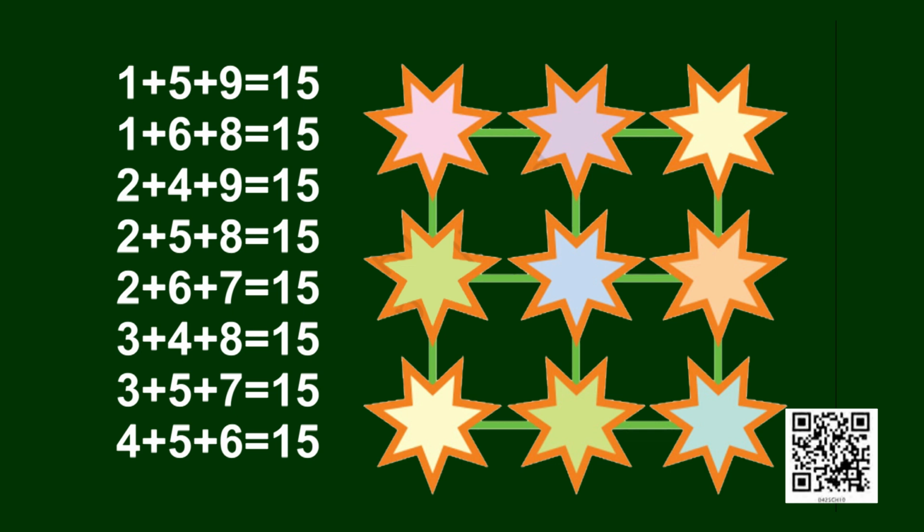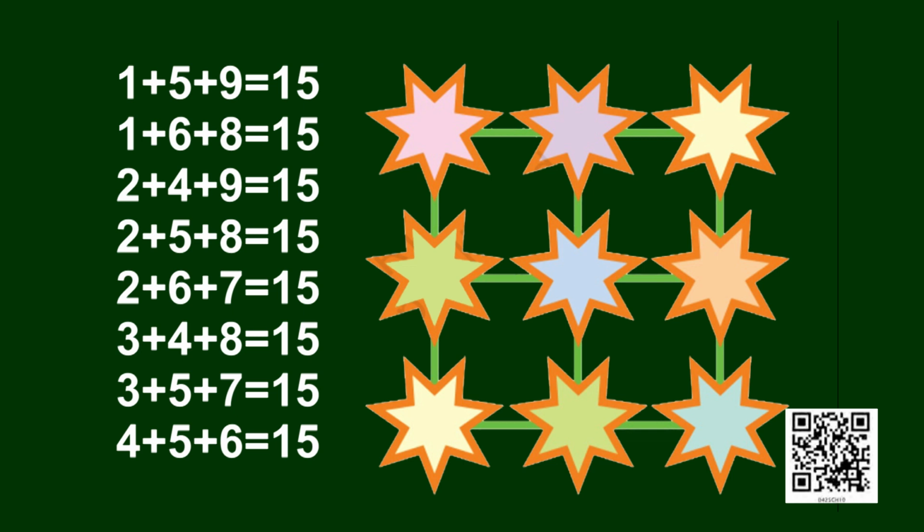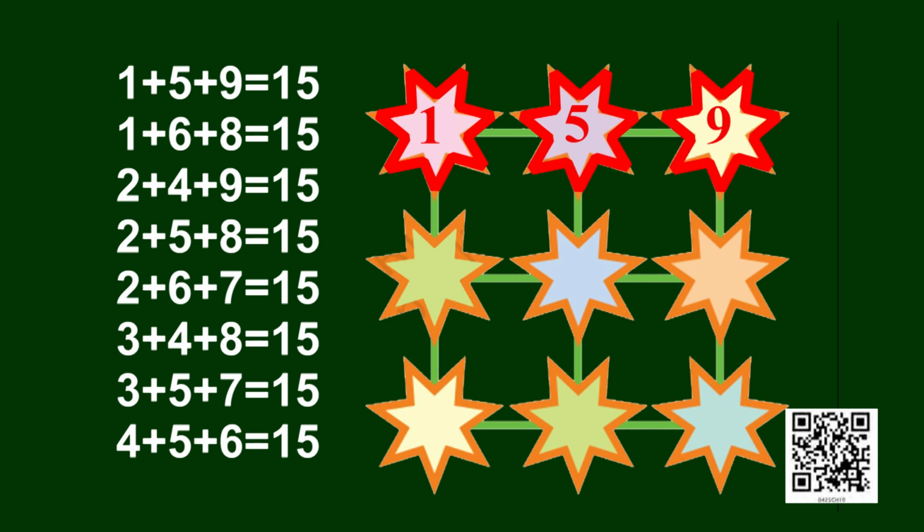Suppose we take 5, we may get 5 plus 1 plus 9 equal to 15, which is already there. So, we need not write it again. From these combinations, we have to choose 3 combinations so that we will complete our magic square. First, let us keep the first combination itself. Let us keep 1 in the first star, 5 in the second star and 9 in the third star. So that we will get 1 plus 5 plus 9 is equal to 15.